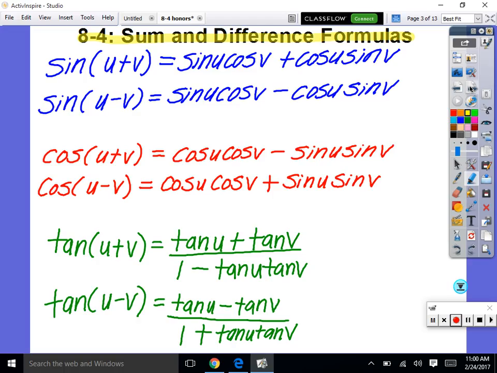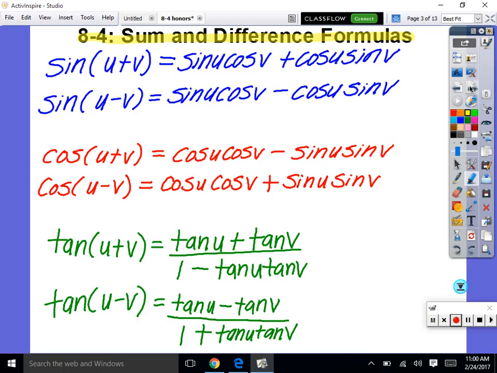possible. So you can take something that's sine of u plus v, so sine of u plus v is the same thing as sine of u cosine v plus cosine u sine v. And then you can simplify it in sections. So if you have sine of u minus v, you can rewrite it as sine of u cosine v minus cosine u sine v. And then you can simplify it in sections once again.